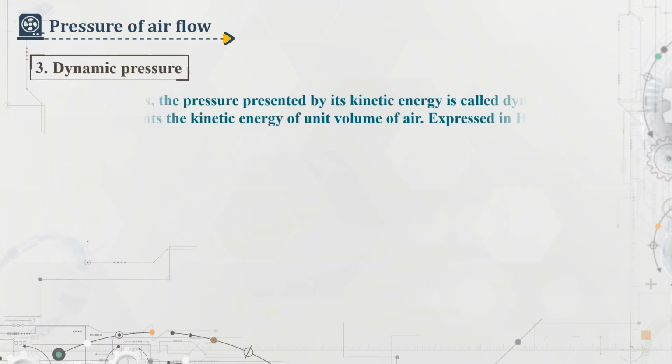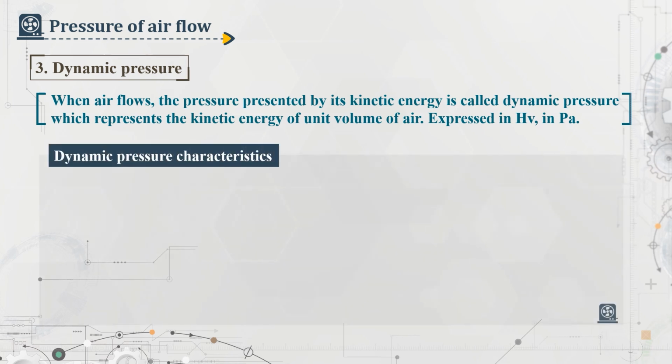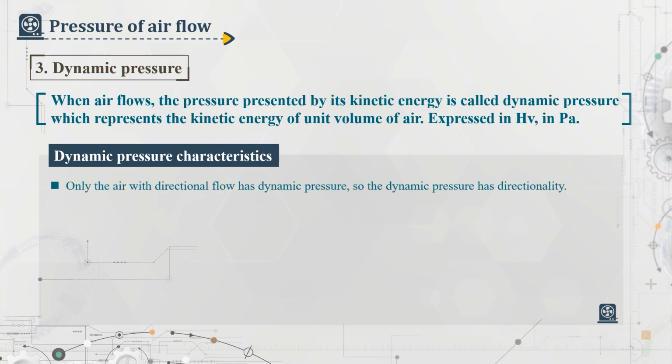When air flows, the pressure presented by its kinetic energy is called dynamic pressure, which represents the kinetic energy of unit volume of air, expressed in HV, in Pa. Dynamic pressure characteristics. 1. Only the air with directional flow has dynamic pressure, so the dynamic pressure has directionality.